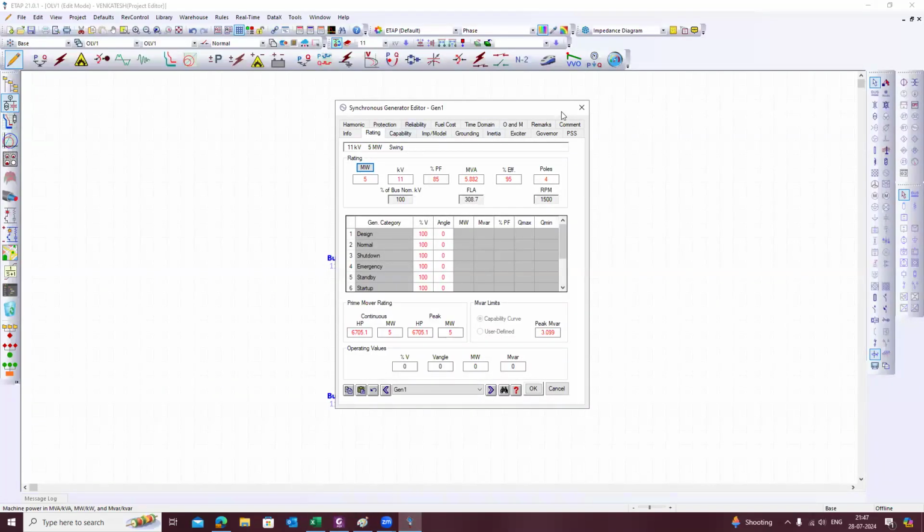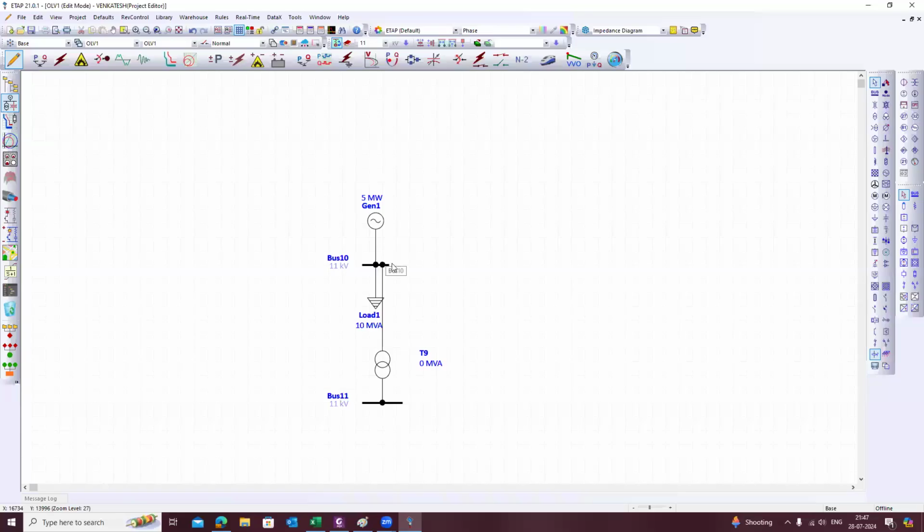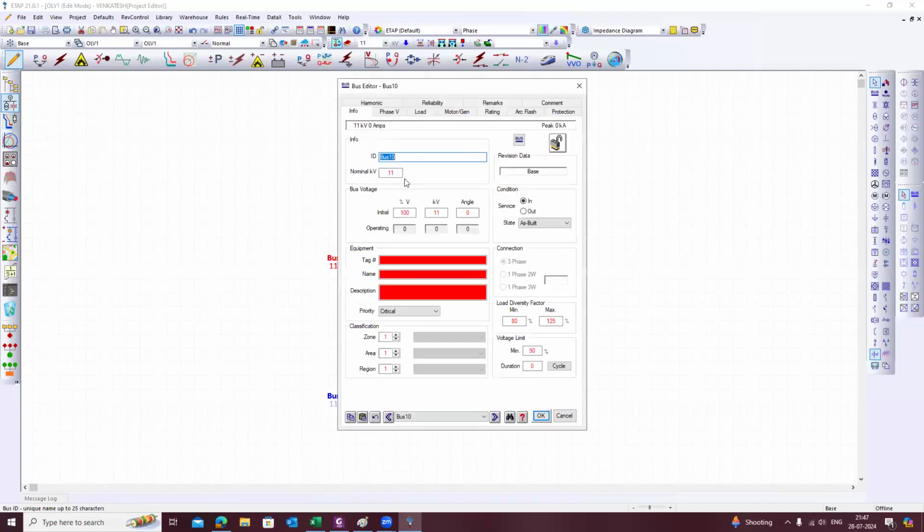Yes, sir. Next, coming to the parameterization of the buses. Let's start with the bus here. If you see the bus, this is the first info page of the bus editor. Here you have to give the bus ID and the nominal voltage of the bus. When you have given this, it will be calculated automatically.